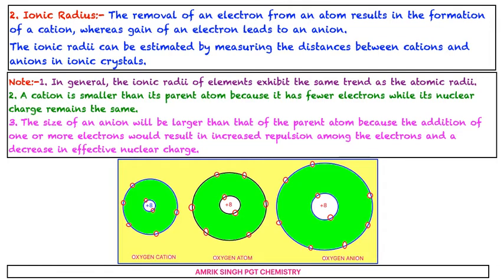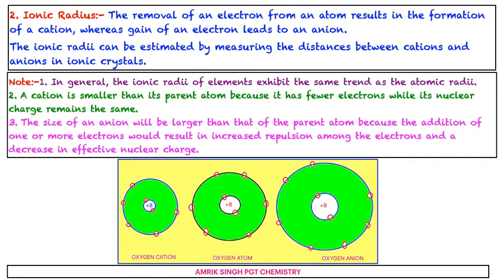I have an oxygen atom at the center. 8 positive charges are there and 8 electrons are there: 8 protons, 8 electrons. Now if I add one electron, the nuclear charge is the same in the anion, but the electrons are 9. Electrons are increasing, therefore repulsion is also increasing and size is increasing, and effective nuclear charge is decreasing.